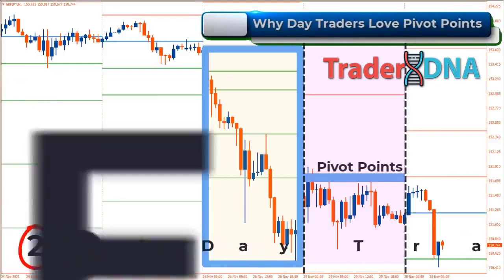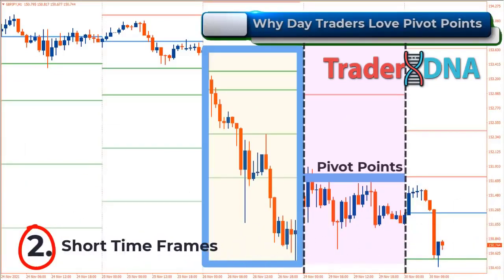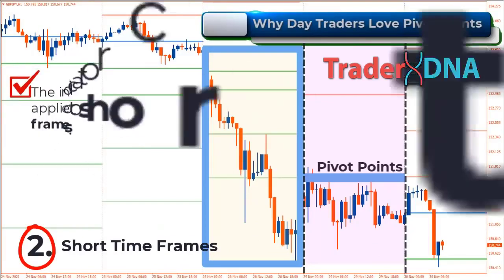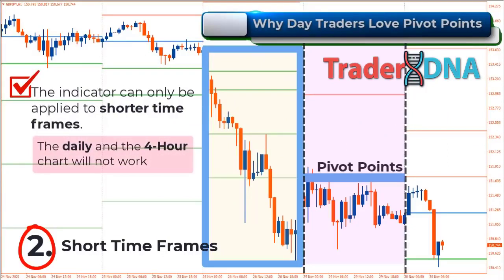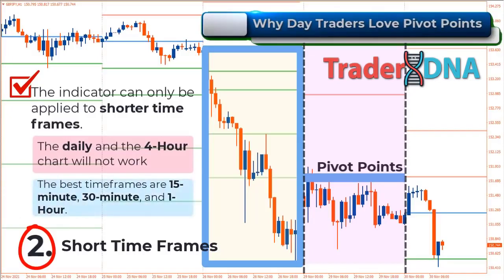Second, short time frames. Since the pivot points data is from a single trading day, the indicator can only be applied to shorter time frames. The daily and the 4-hour chart will not work because it will show only 1 or 2 candles. The best time frames for the pivot point indicator are 15-minute, 30-minute, and 1 hour. Hence, its use for day traders.